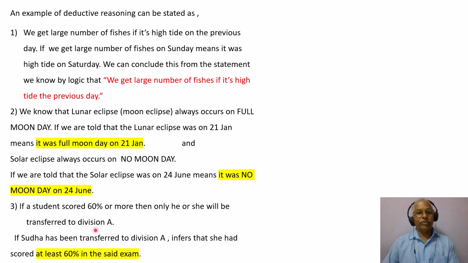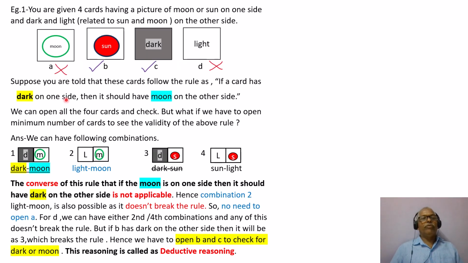Third one: if a student scored 60% or more, then only he or she will be transferred to division A. And if Sudha has been transferred to division A, it infers that she had scored at least 60% in the said exam. Got it? Read it, think over it. It's very easy. Now we will try to see some examples where deductive reasoning has been used. Very intelligent way of reasoning.